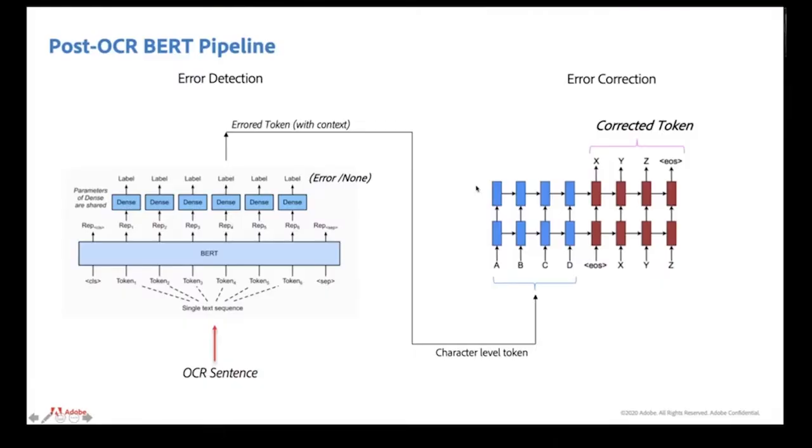So this is basically our pipeline, a standard post-processing pipeline. We take the OCR sentence and predict which are the error tokens. Given that there is an error in one of these words, we then correct that word character-wise to get the corrected token. This is roughly the pipeline.